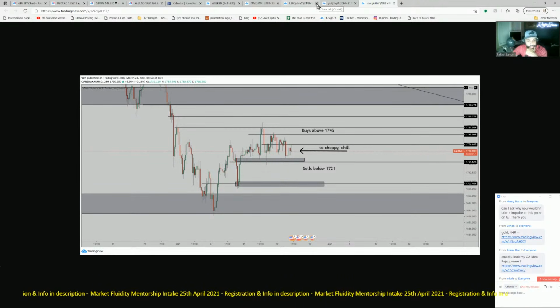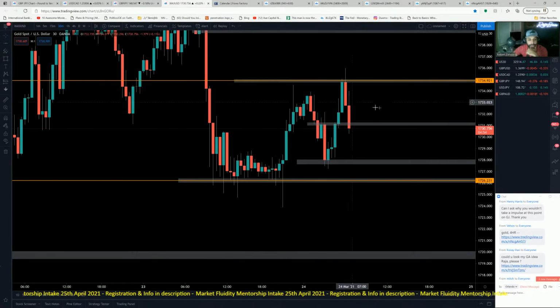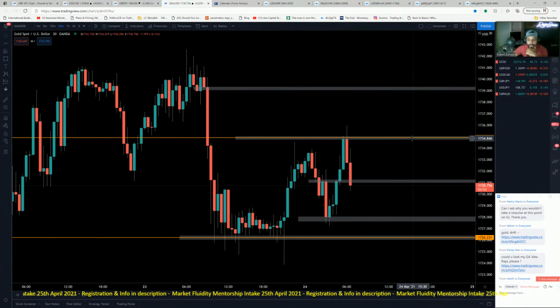This is gold 4-hour chart. Sells below 1721. Okay, looks good. Clean candles coming down. Buys above 1745. Perfect. So you got a plan over here. Now you got to wait. Buys above 1745. May also want to take a look at buys above 1734, since you got this clean candle here through left hand side, because that's something that you can achieve today, if it happens.